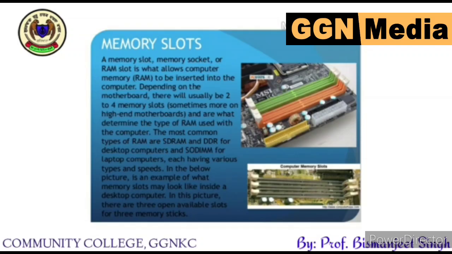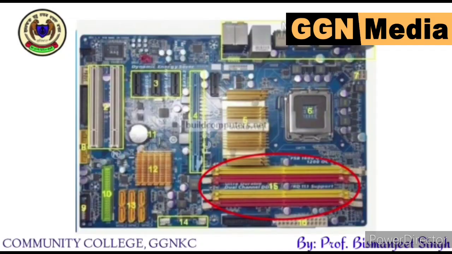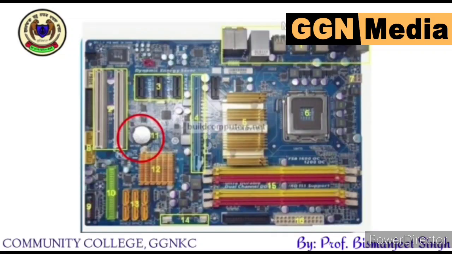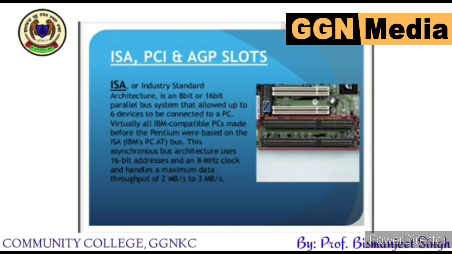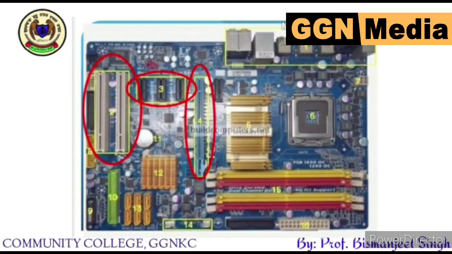Next are the memory slots. RAM is inserted here. These are the types of RAM which we can insert. These are the memory slots on a PCB. Next is the CMOS battery, a low power battery for the BIOS, basic input output system memory. This is the CMOS battery marked in the red circle. These are the slots: industry standard architecture slot, accelerated graphics port and peripheral component interconnect. The circles marked are the slots on the motherboard.